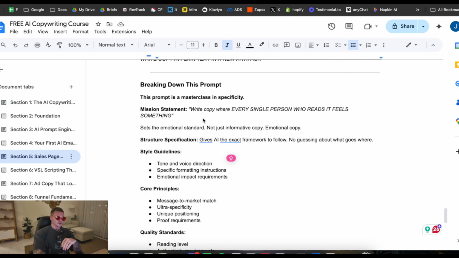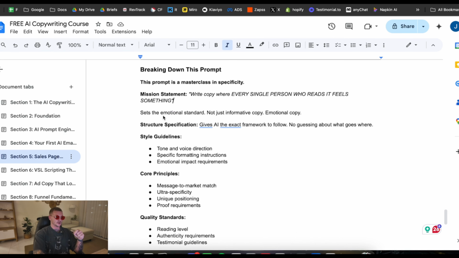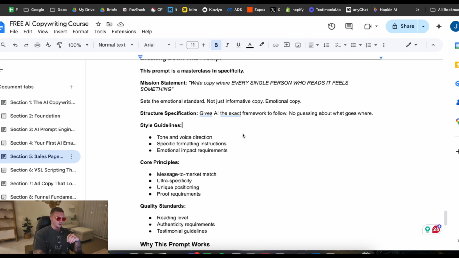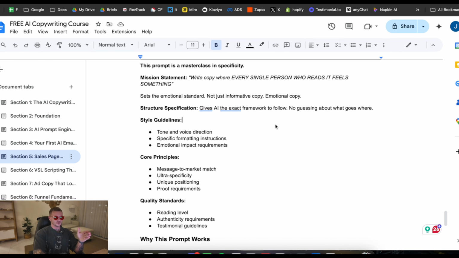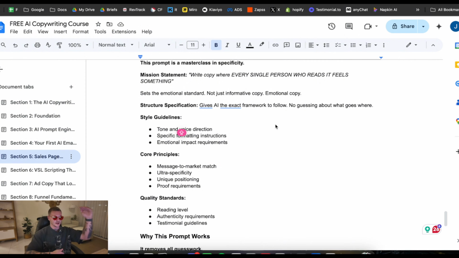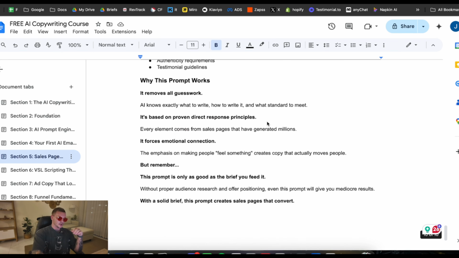Now, let's break down why this prompt works. Again, specificity: write copy that every single person who reads this feels something. It sets an emotional standard, not just informative copy. It's going to give the exact framework to follow, so it told it exactly: hero section, origin story, solution, offer, close.